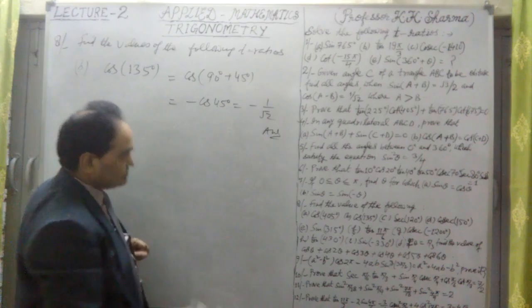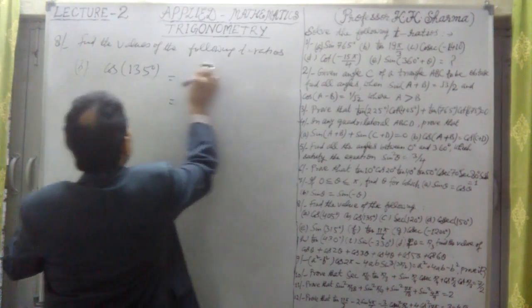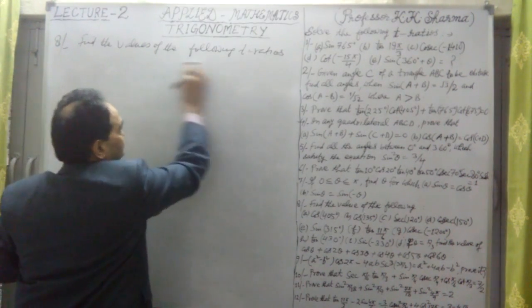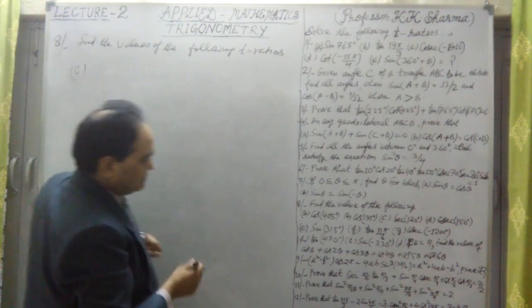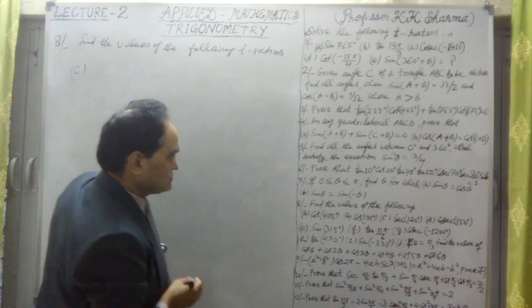Okay, so this is the second part. B part is done. Now let me take the C part. All the angles like this, we have to calculate. C part is sec 120 degrees.